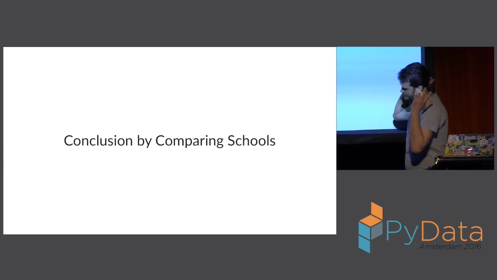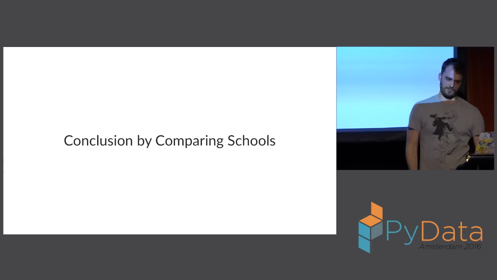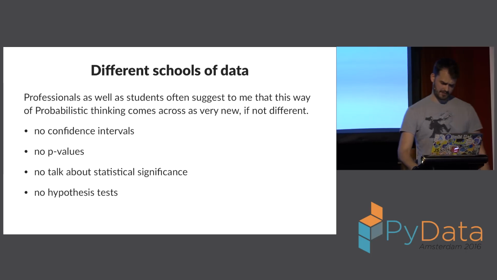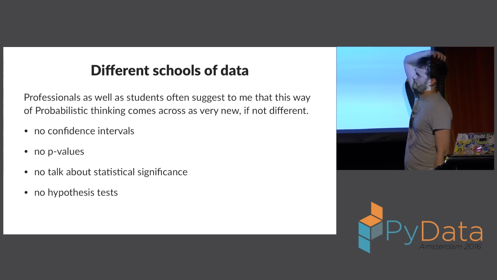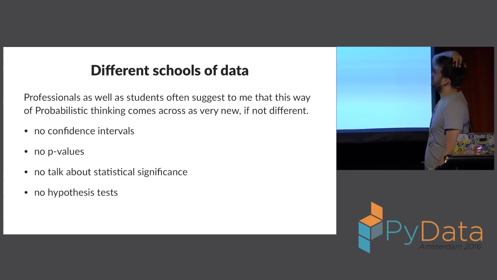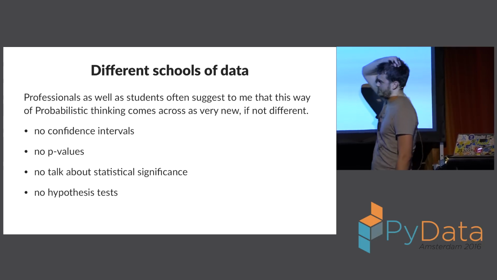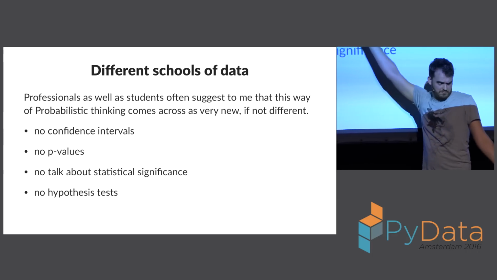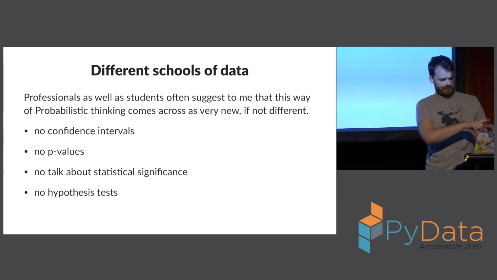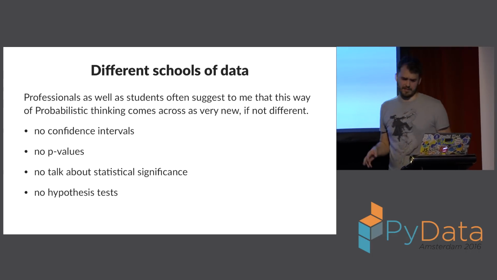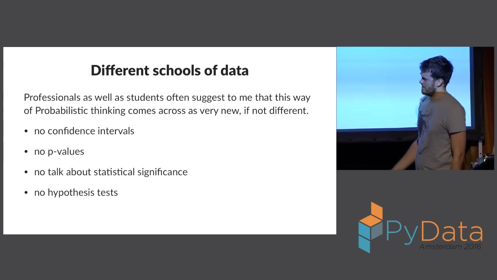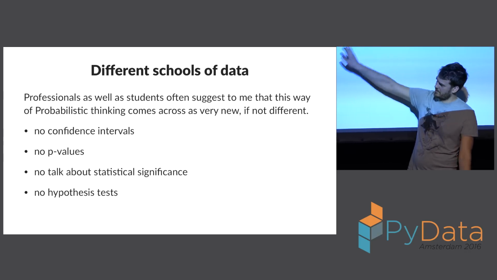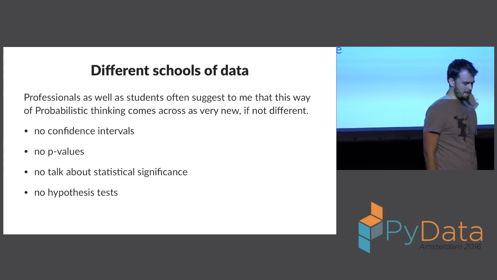So hopefully I've inspired you guys to give this Bayesian school a chance, but it still confuses a whole lot of people, because professionals as well as students, as well as professors at universities, often suggest to me that this way of probabilistic thinking comes across as very new, if not super different. And the reason is, I'm never using confidence intervals. I'm not using p-values whenever I'm doing a regression or something like that. I have probabilities, but I'm not really worried about p-values from tables or anything. I've so far never said anything about statistical significance, and I've not done a hypothesis test.